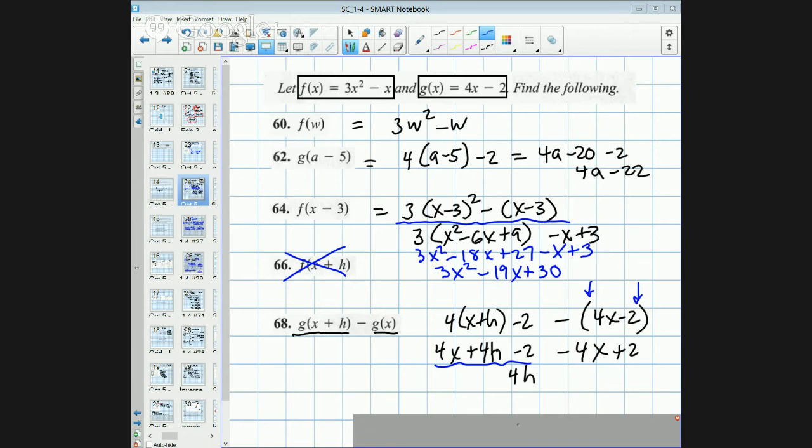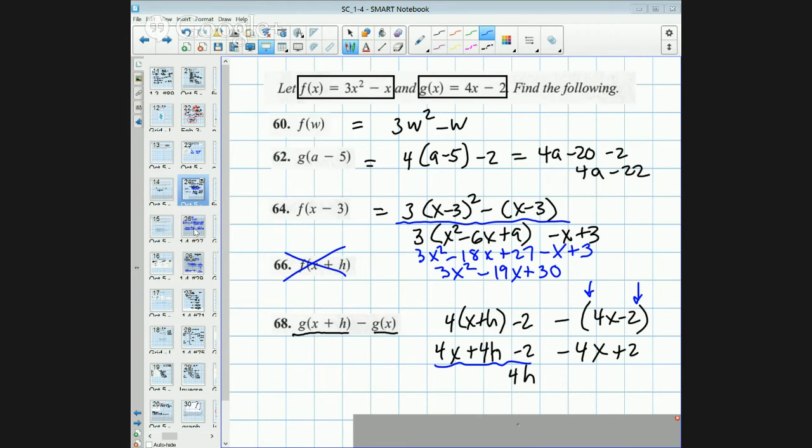Anyway, why did I end up with a final answer of 4h? Well, just combine terms. 4x minus 4x, no more x. Negative 2 plus 2, no more 2's. All that's left, 4h.